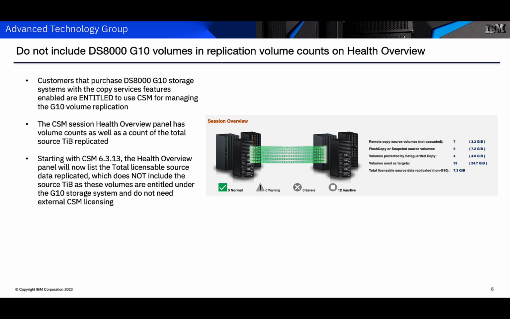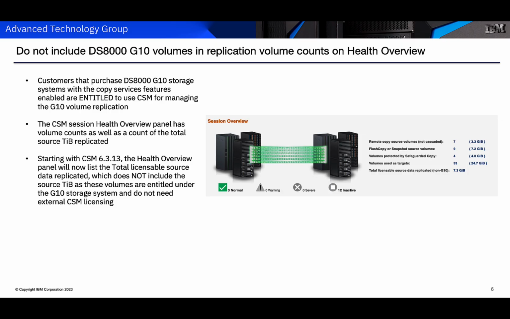All right, so the next one has to do with DS8000 G10 systems. If you aren't aware already, on the DS8000 G10 system, if you purchase the copy services feature code on it, CSM is automatically entitled. So yes, CSM is preloaded on the HMCs. You can use it there, but you're entitled to use it regardless, right? So as long as you're managing G10 volumes for replication, you no longer need to purchase a separate CSM license and then audit on the source terabytes replicated. Before that, for R9 and R8 systems, you did have to do it.